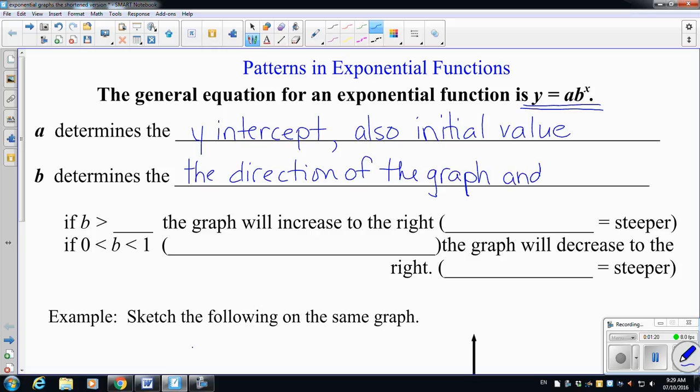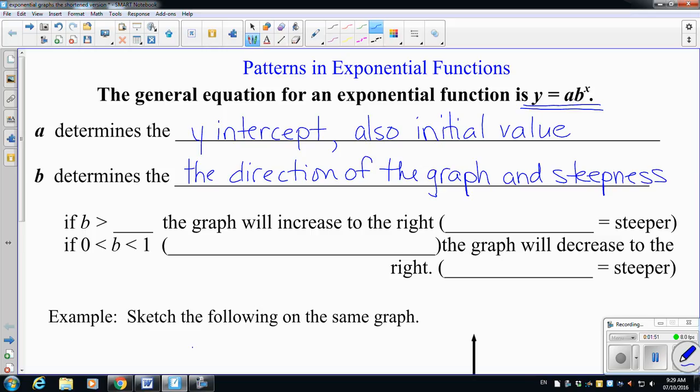So you would have noticed when you were graphing with Desmos, when you graph 2 to the x, 3 to the x, 4 to the x, as the base got higher, the graph got steeper. When you graphed half to the x, like 0.5 to the x, or 0.25 to the x, or 1/3 to the x, the direction of the graph changed when it was a fraction or a decimal, and the steepness changed as well. So you have to be careful.